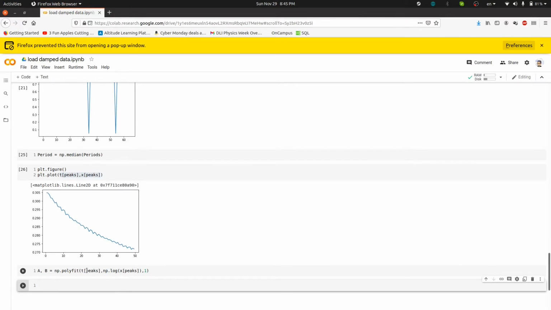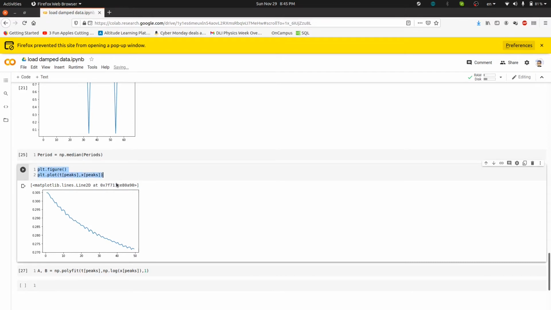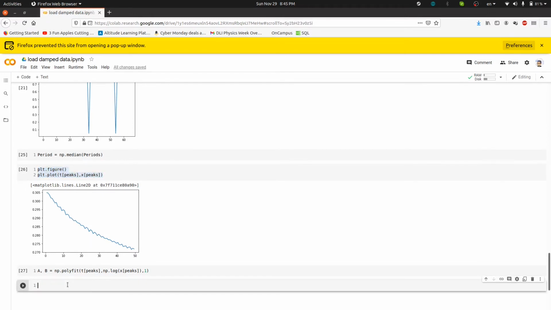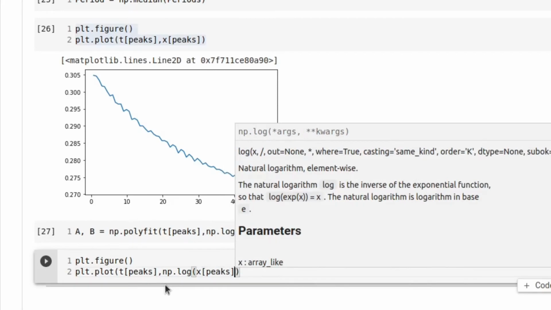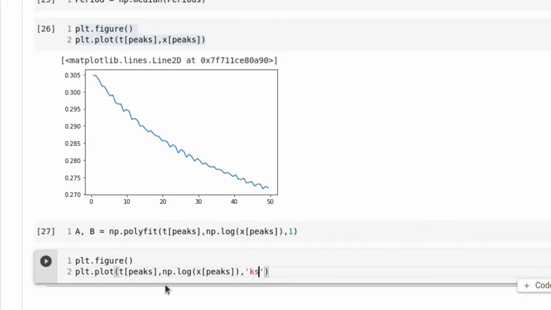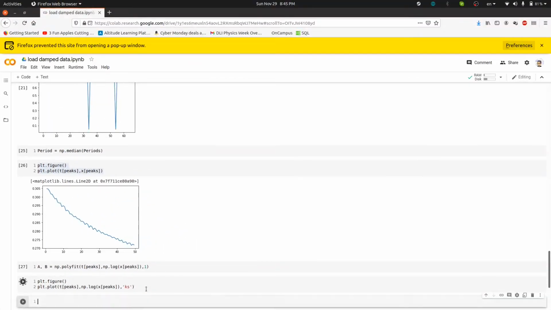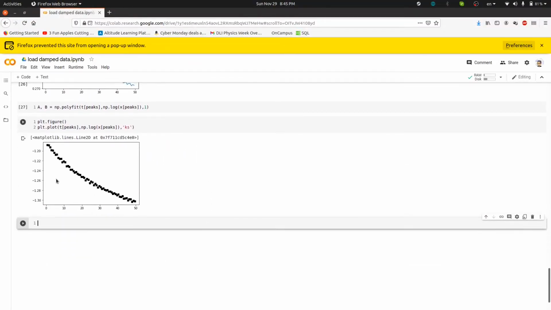Just to check that that's the case, let's duplicate this function. Let's make a new figure. I'll just select these two commands and make a new figure. And we'll do plt.plot t of peaks and np.log of x of peaks. Let's use black squares. K is for black. Since blue is already taken by B, we use the last letter of black. And I can see I've still got some curvature here. Why is this happening? Why am I still getting curvature?